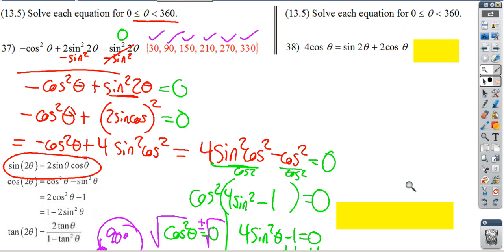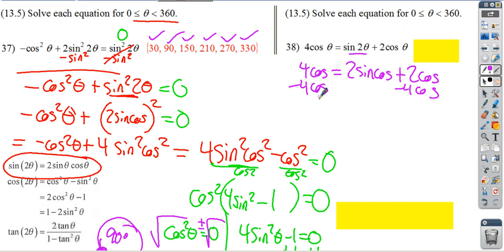Alright, so 38, we again have a double angle, and with sine we don't have a choice. We know that sine is going to be this one right here. Cosine we have a choice, and I'll show you later on how to make that choice. Okay, let's put everything on one side so we have stuff in standard form. And this is probably going to involve another greatest common factor. You'll start to see the patterns with these pretty quickly.